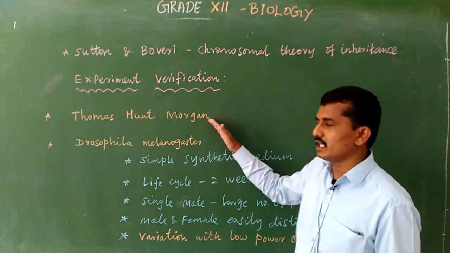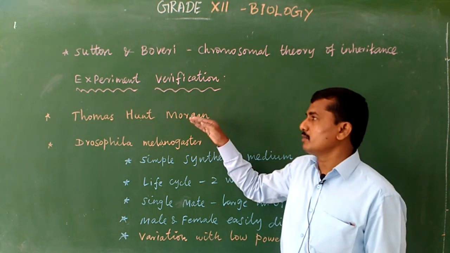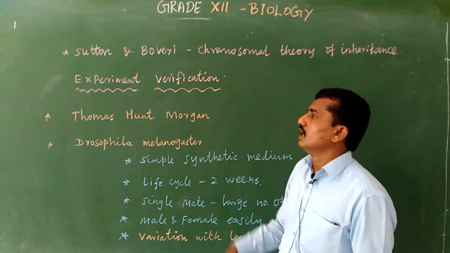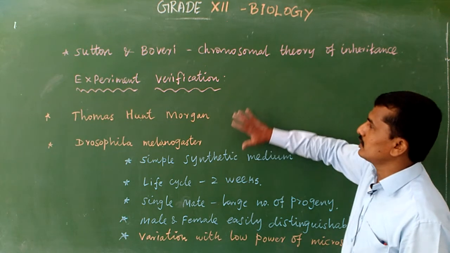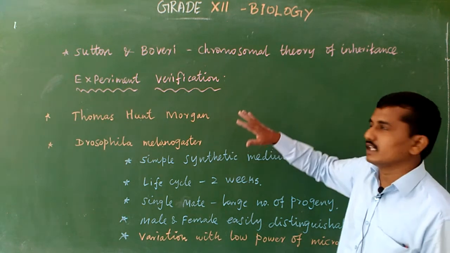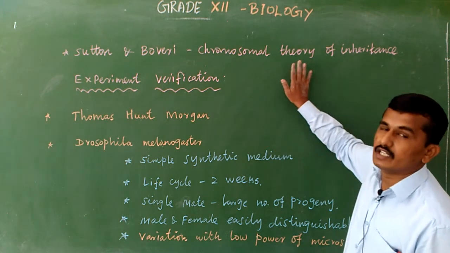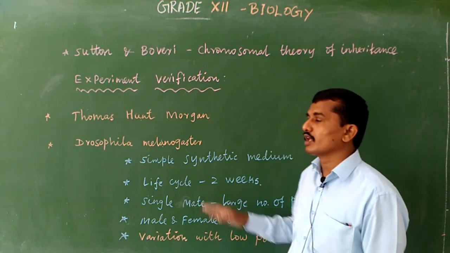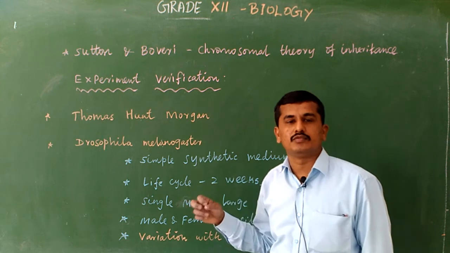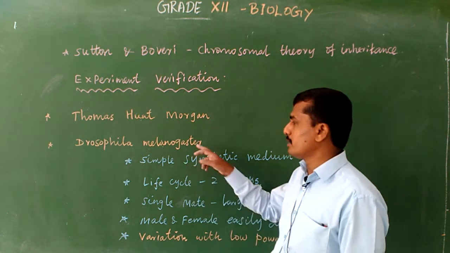So how did T.H. Morgan experimentally prove the chromosomal theory? The experimental verification of the chromosomal theory of inheritance was done by Thomas Hunt Morgan. We take small fruit flies, that is Drosophila melanogaster.